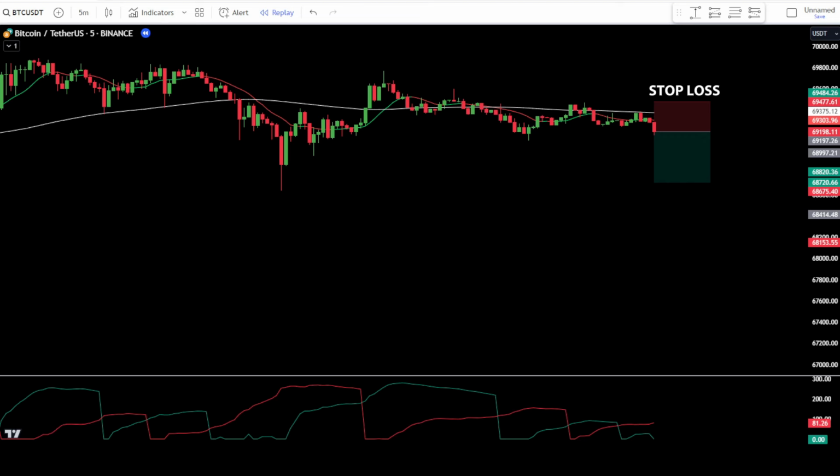7. Place the stop loss at the latest swing high. 8. Use a target take profit with a risk and reward ratio of 1 to 1.5.